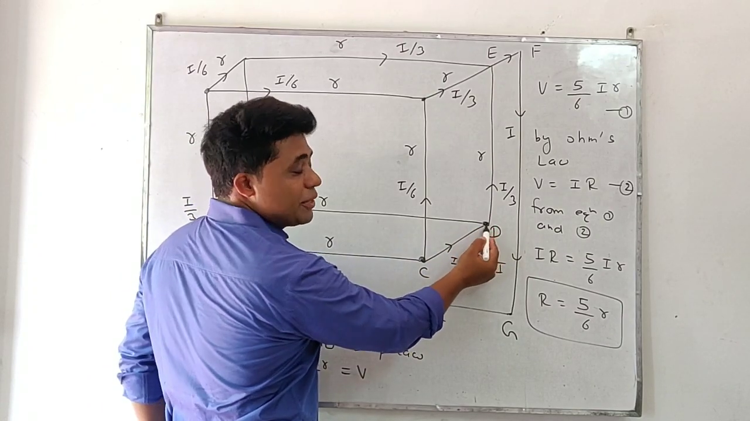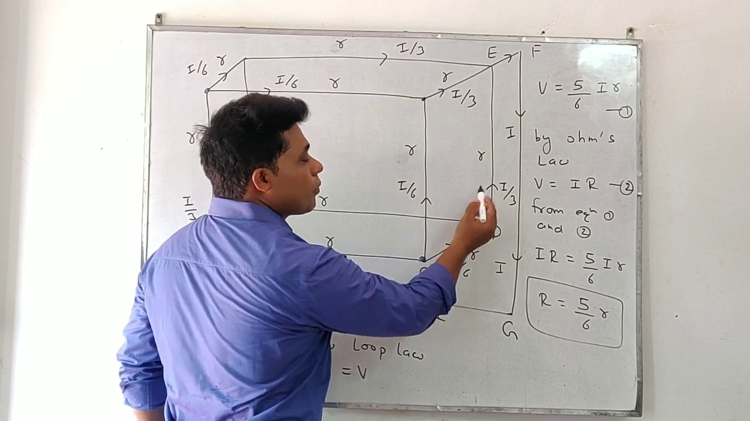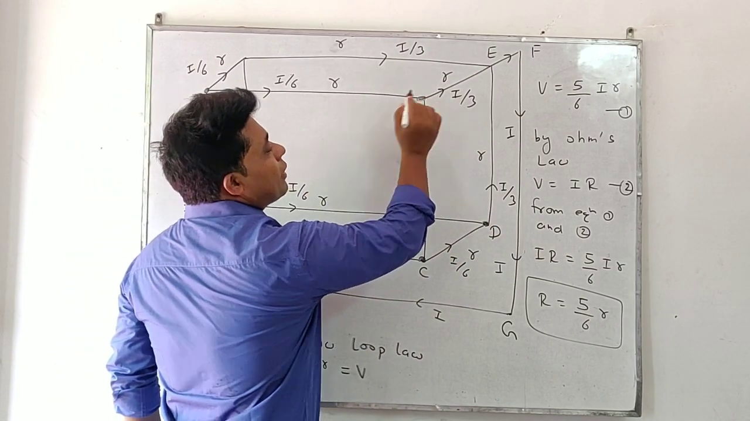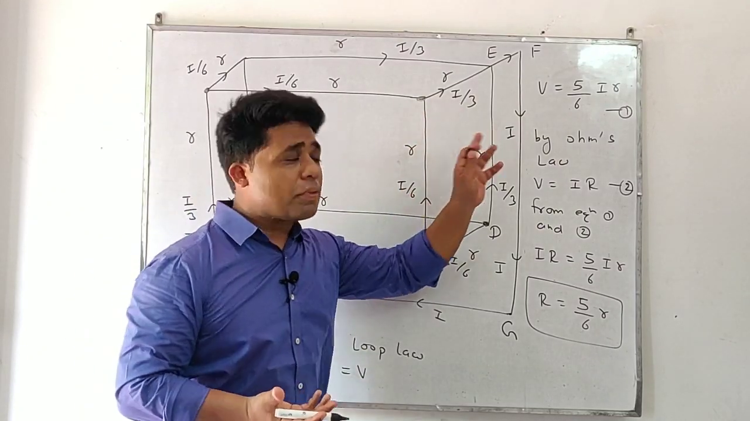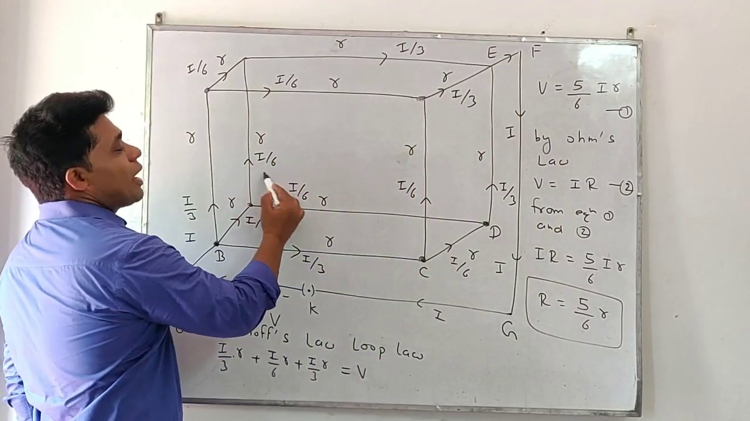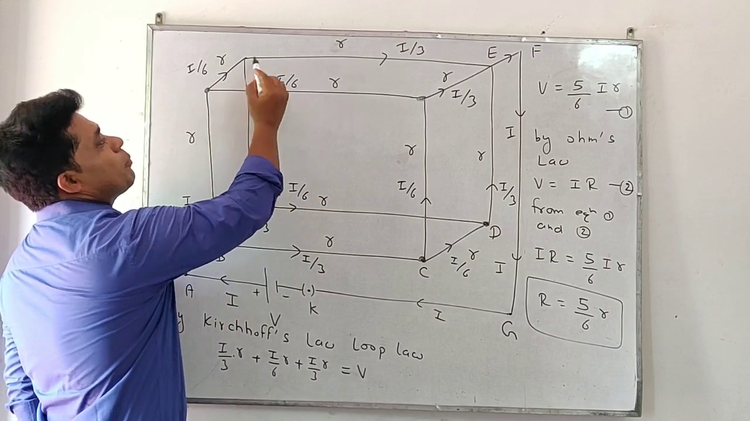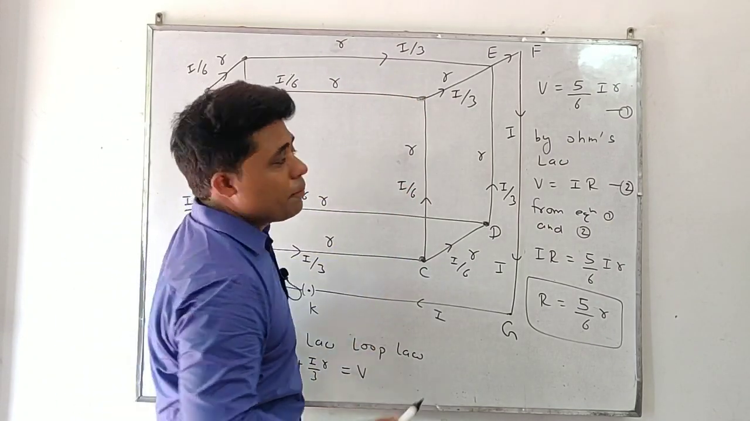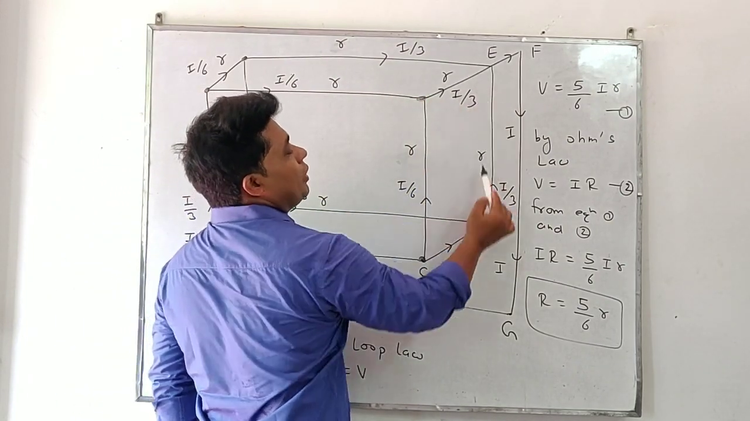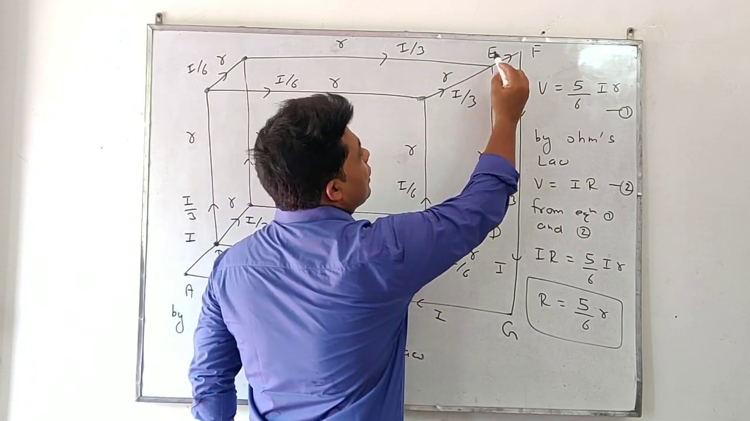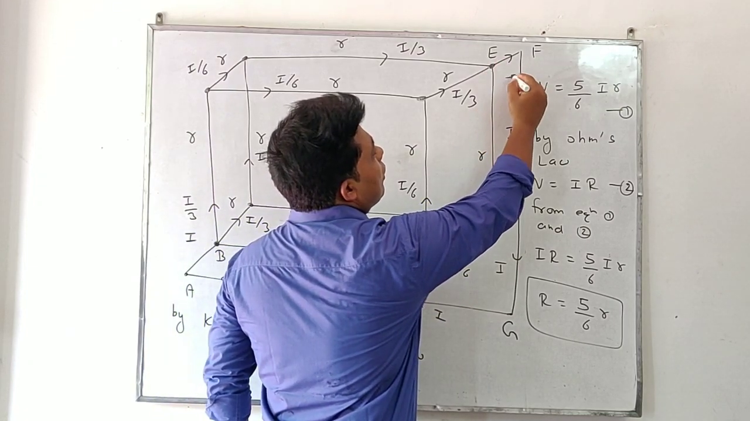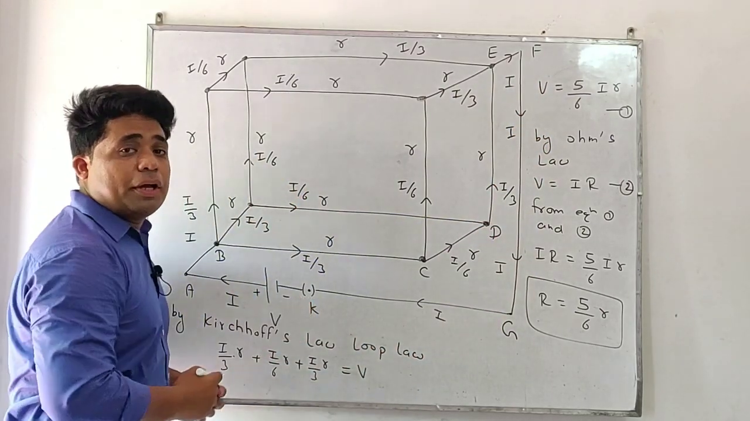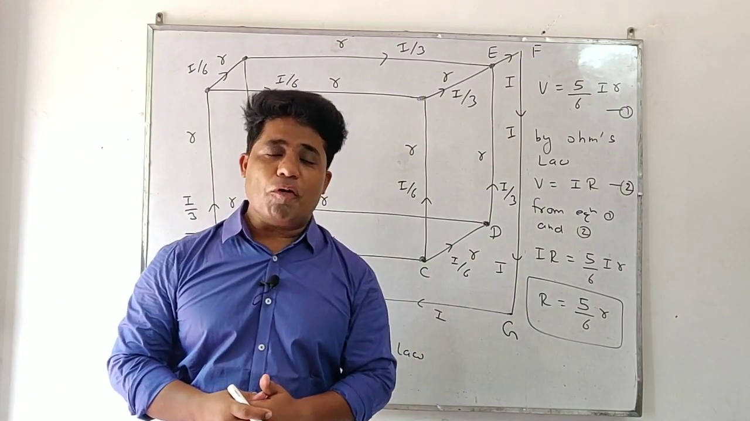Now the next important portion is this I upon 6 and this I upon 6. When we add them at this point, it again becomes I upon 3. Similarly at the next point, I upon 6 and I upon 6 add to become I upon 3 again, and again at the third. Finally, I upon 3, I upon 3 and I upon 3 add at this point and it becomes I. So total current remains I. Understood? In this way, we can complete the current of the circuit.